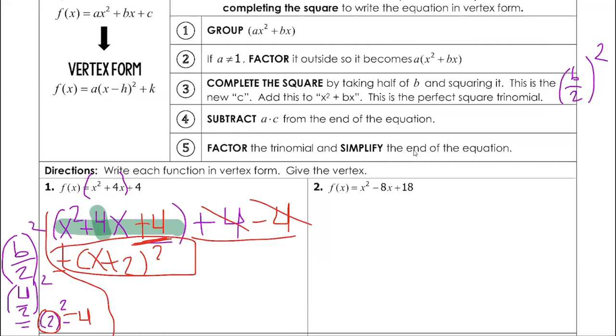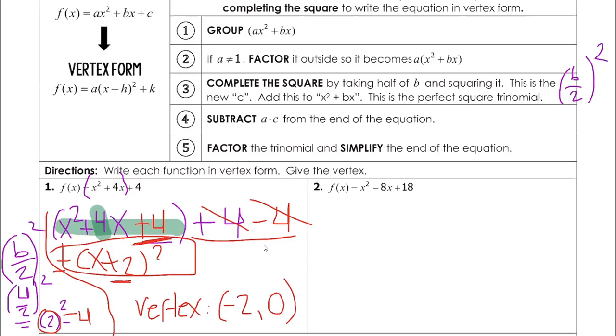So if we wanted to know the vertex, well, the h would be -2 because that's the opposite of what's inside here. And then our k, or the outside number, would really be a 0.